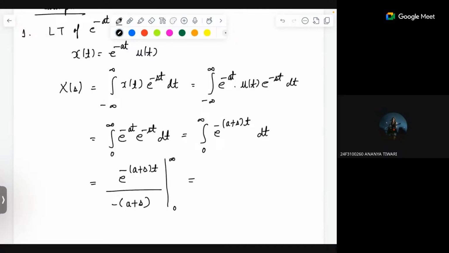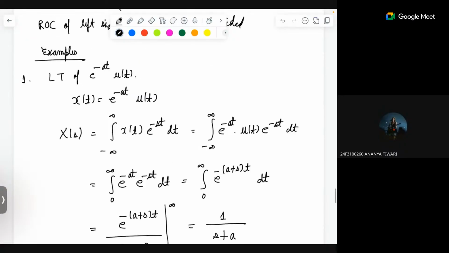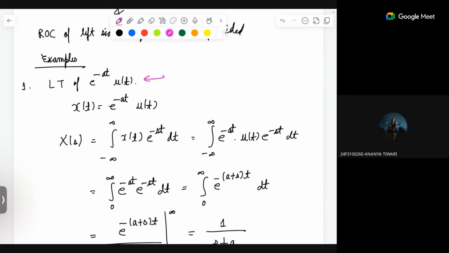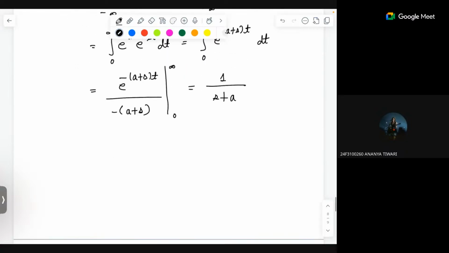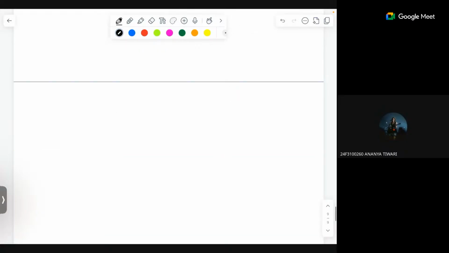When we substitute infinity, it goes to 0. When we substitute 0, we have 1 upon s plus a. So the Laplace transform of this is 1 upon s plus a. I will leave some space to find the ROC.